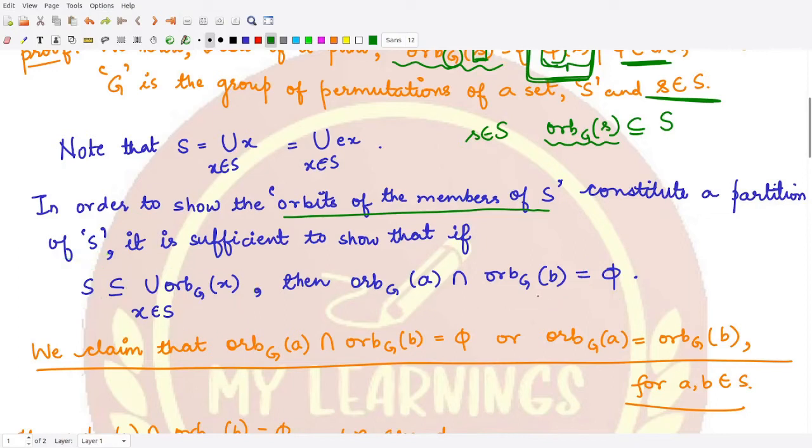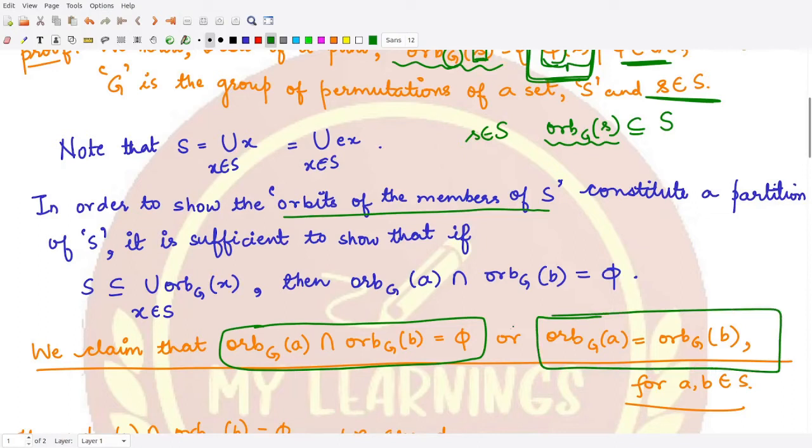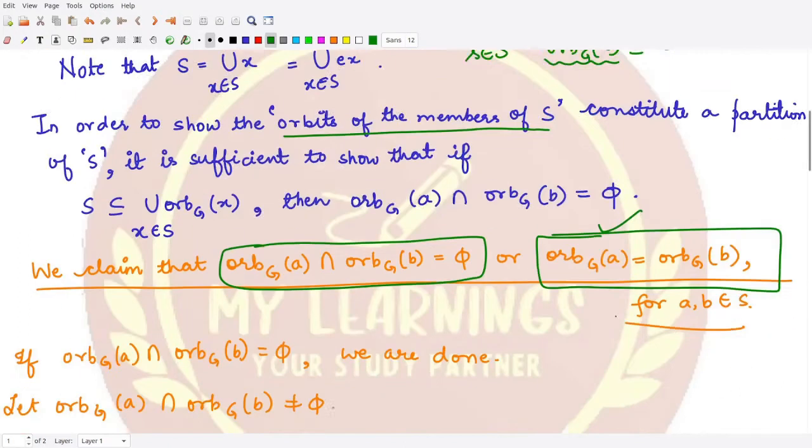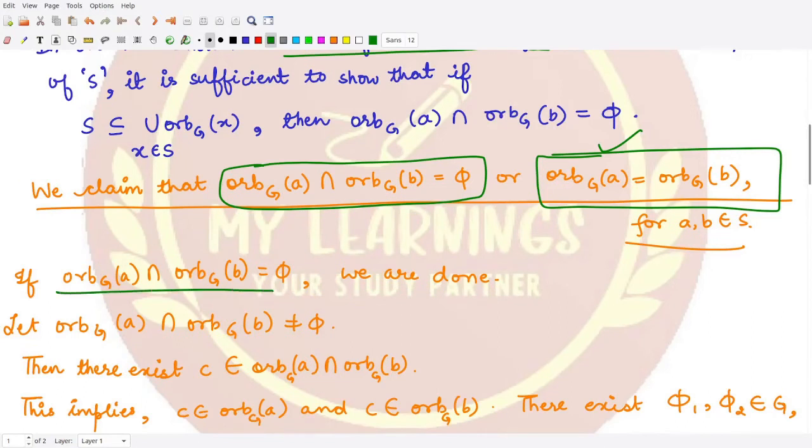So we are claiming that either this intersection is exactly empty, or, if it is not empty, then they are exactly equal to each other. So they are either equal to each other or disjoint from each other for all a, b which are members of S. To prove this, in the first case, if this intersection is empty, then we are done, there is no need to prove anything, because this is what we required. So let us assume that this is non-empty.